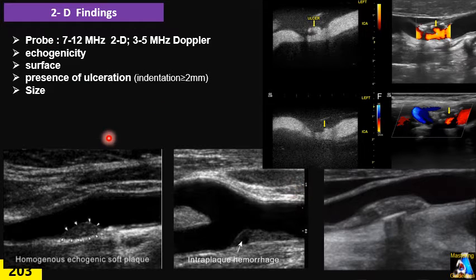Another one is the size of the atheroma and plaque. Before I go on to the measurement of the plaque and the other 2 findings, I have to mention that whenever the IMT, intima-media thickness, goes over 1.5 millimeters, we call it plaque.